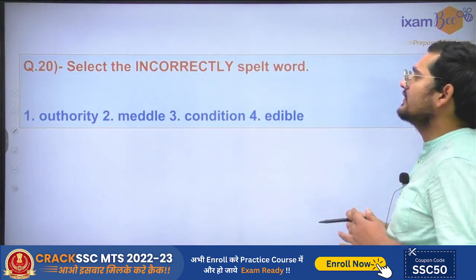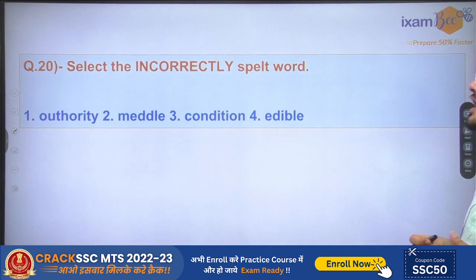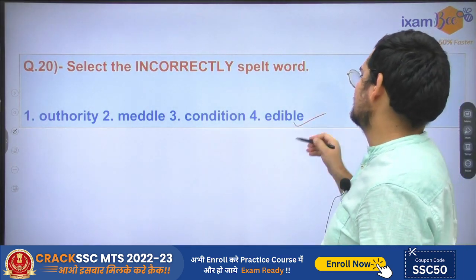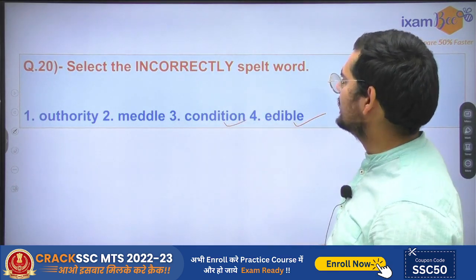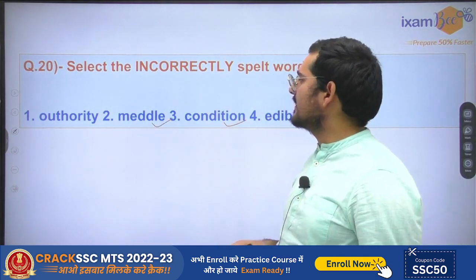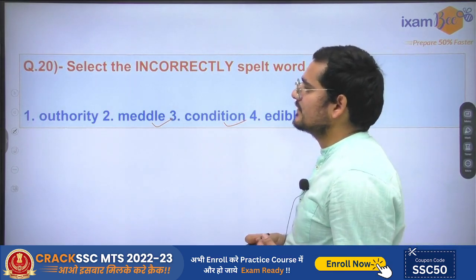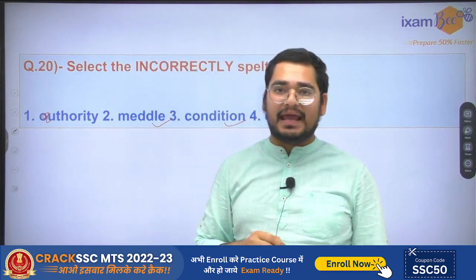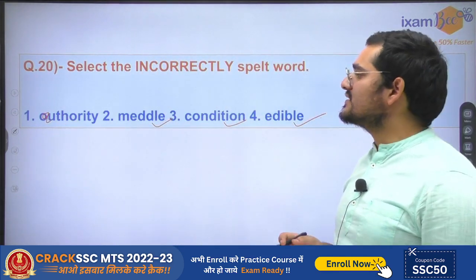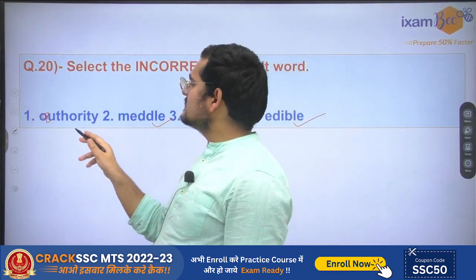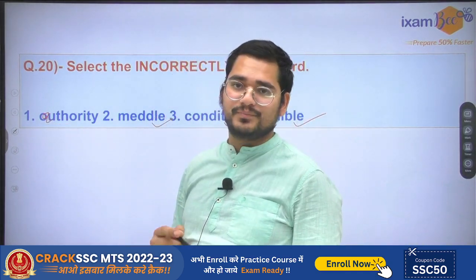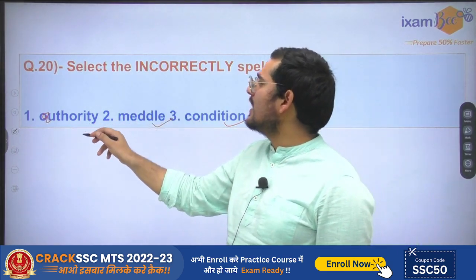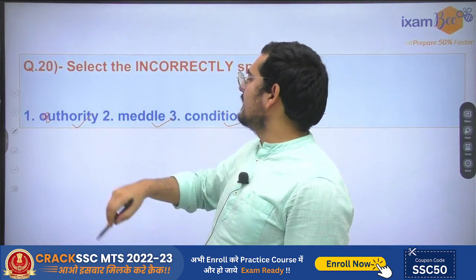20th, select the incorrectly spelled word. Authority, medal, condition, and edible. This is correct. The spelling is correct. Condition is also correct. Medal is also correct. Okay, so we see that something should change here. That is A instead of O. So it's authority, right? So it starts with A, not O. So it's very easy, right? That it should have been started with A, not O. So our correct option would be A, 1.